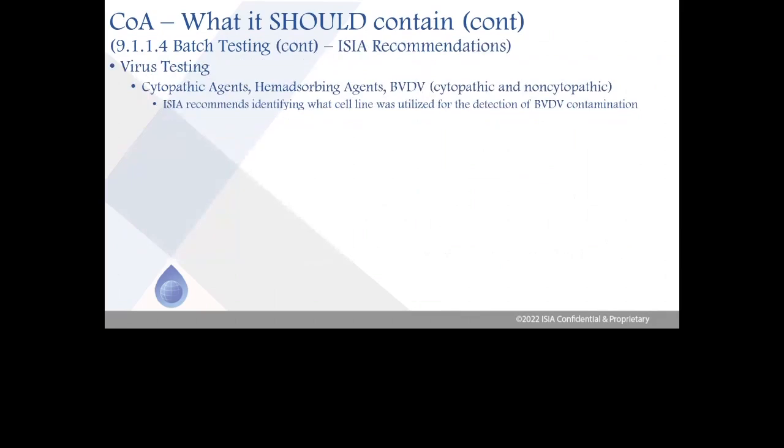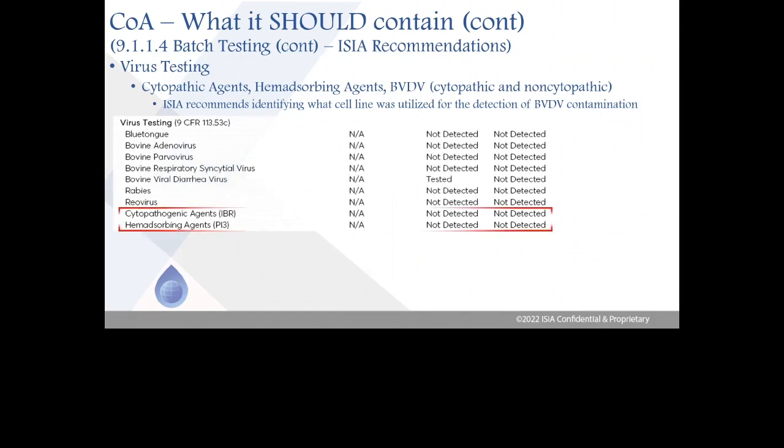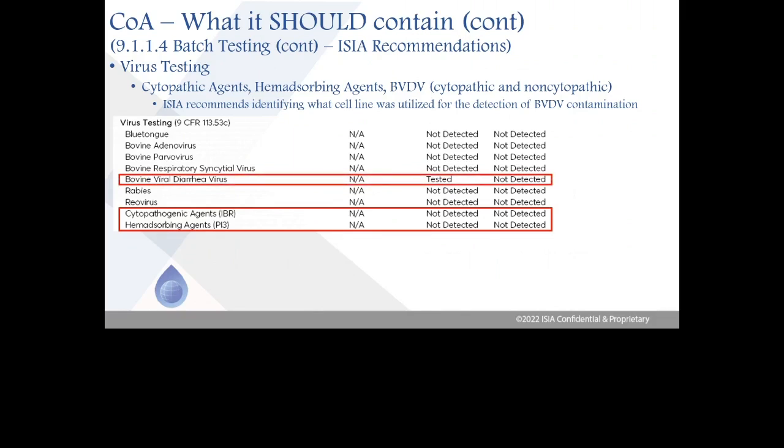Moving on to further testing that is recommended by the ISIA, batch testing including virus testing, specifically for the detection of cytopathic agents and heme-adsorbing agents, and the detection of bovine viral diarrhea virus, both cytopathic and non-cytopathic forms. In the case of BVDV, ISIA strongly encourages manufacturers and testing facilities to utilize bovine turbinate cells due to their highly permissive nature, although it is recognized that other cell lines may be as permissive.